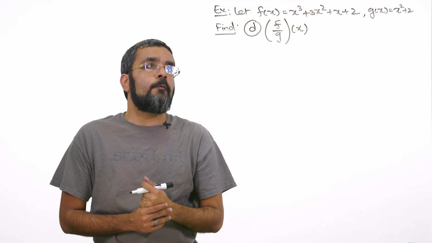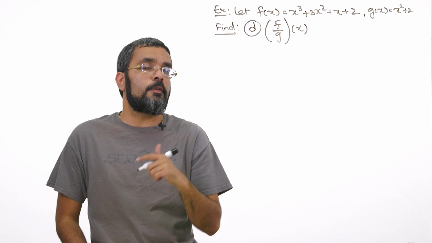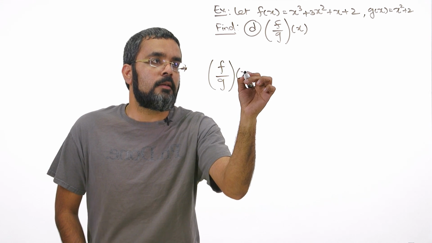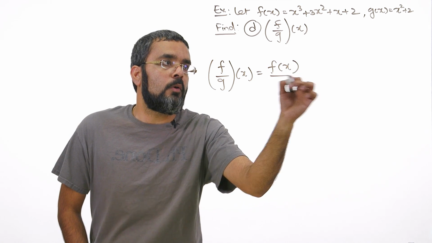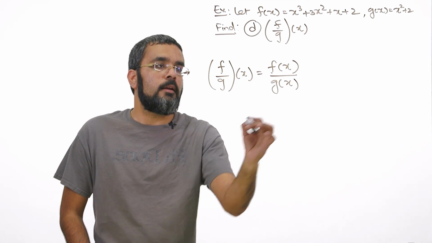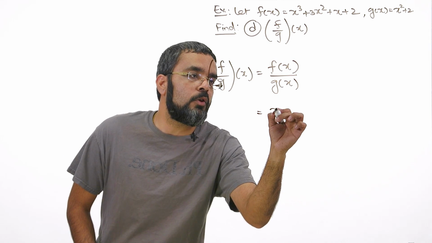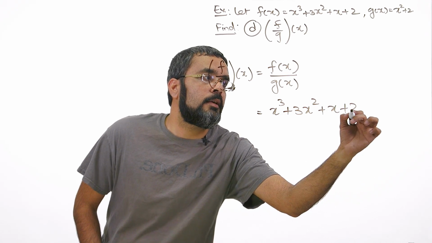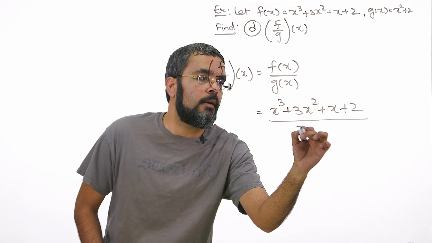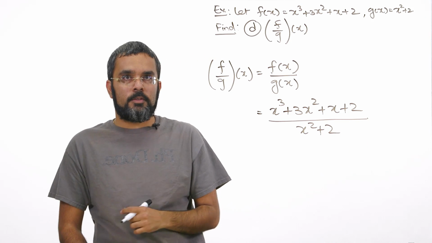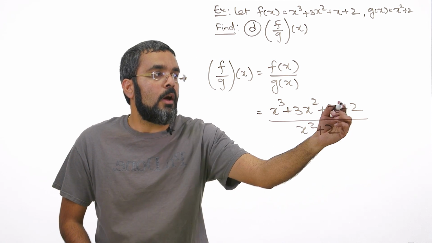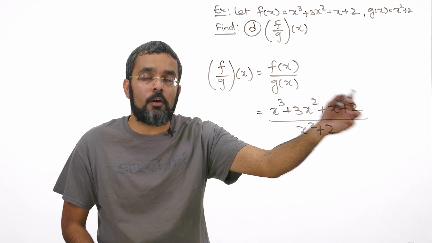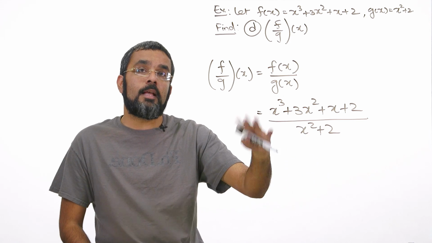And finally, for the same two functions, we want to find the quotient of the two functions. So again, we know that f over g of x equals f(x) over g(x). And we give this by x cubed plus 3x squared plus x plus 2 divided by x squared plus 2. Remember, you cannot cancel off the 2's here because it's not a common factor. So just leave it this way, and that would be your answer.